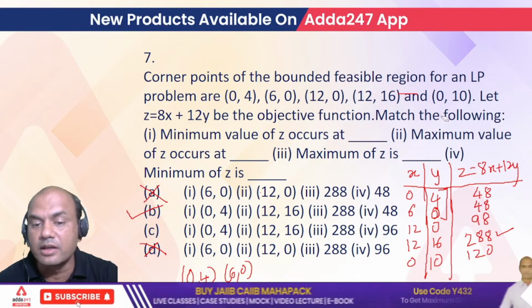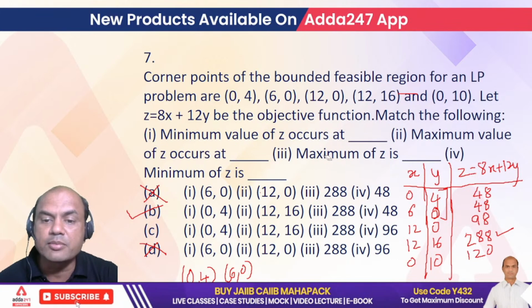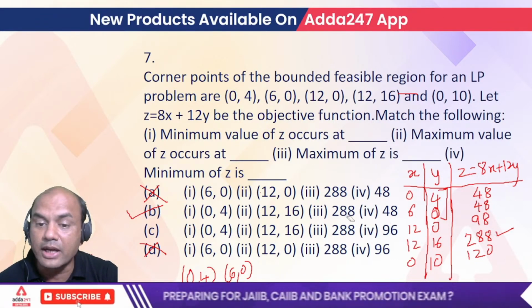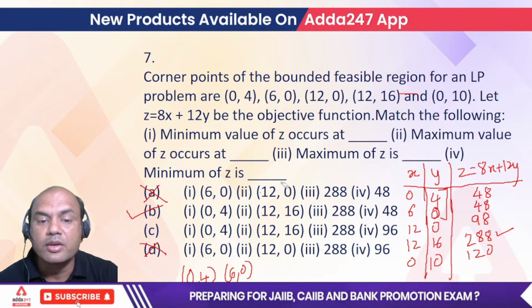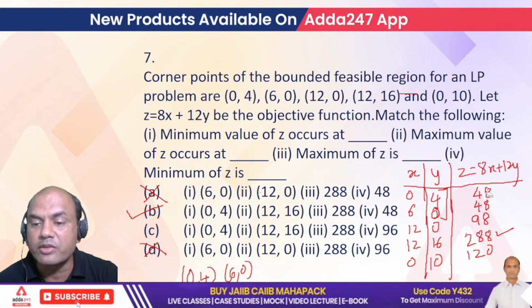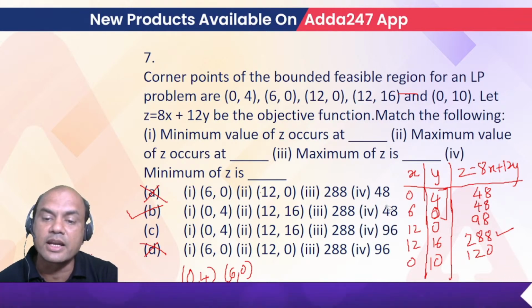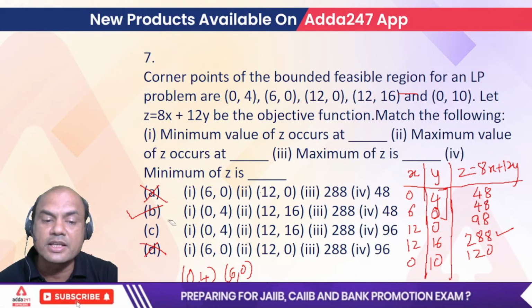Now let's check the third one. The maximum value of z is, so what is the maximum value of z? 288. So that is also correct. Fourth, the minimum value of z is, so that is what? 48. So 48 and 96, see, this is the deciding factor. So the correct answer is B.